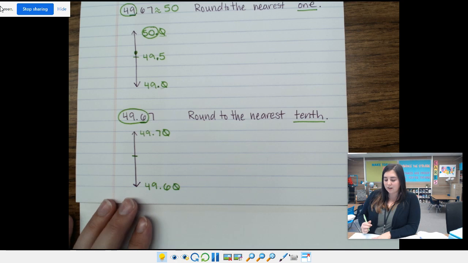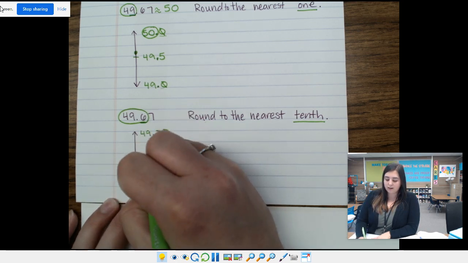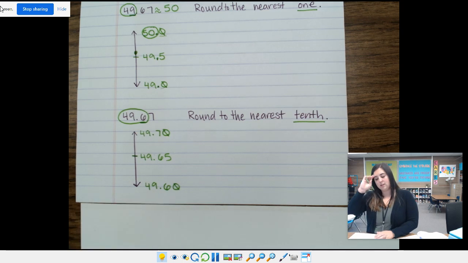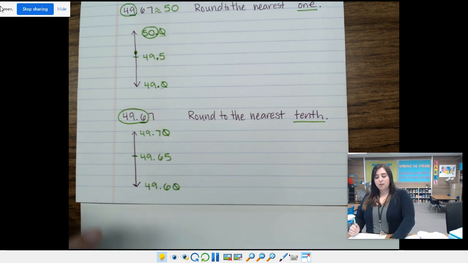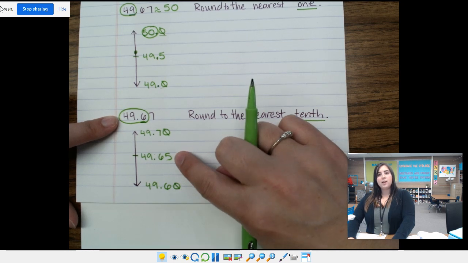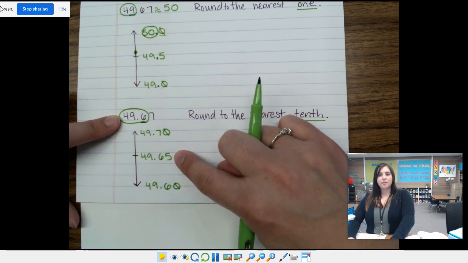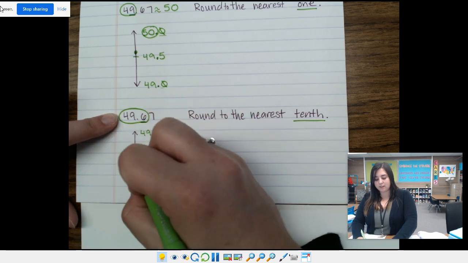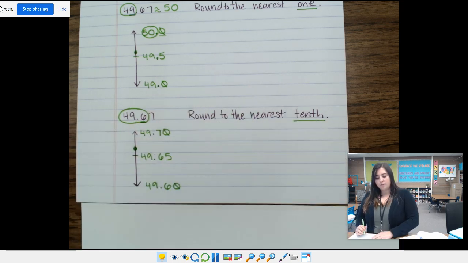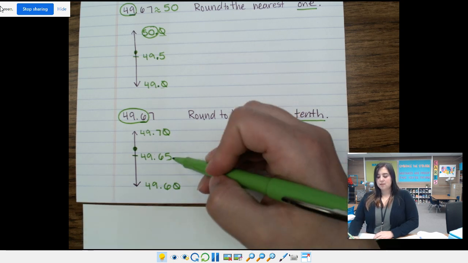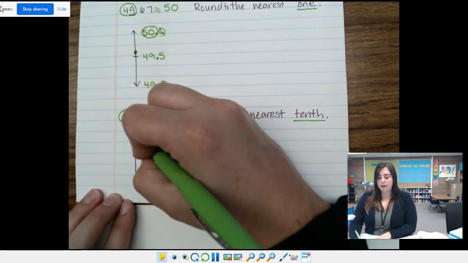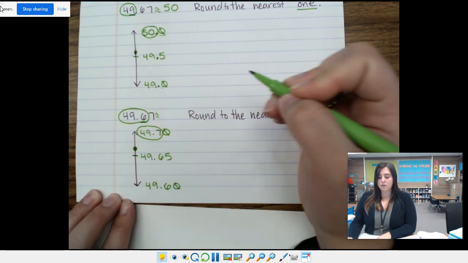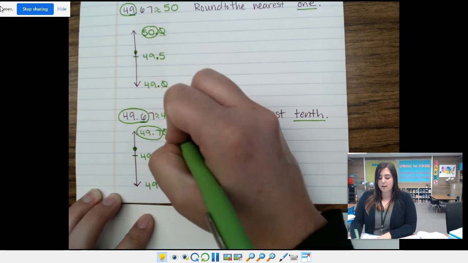All right, pause if you need more time. That would be $49.65. All right, where is our number? Is it more or less than the midpoint? I want you to place your dot. This one has 67 cents, so it's going to be more than 65 cents. How do I round up or down? It's above the midpoint. We are going to round up. So this is about 49 and 7 tenths.